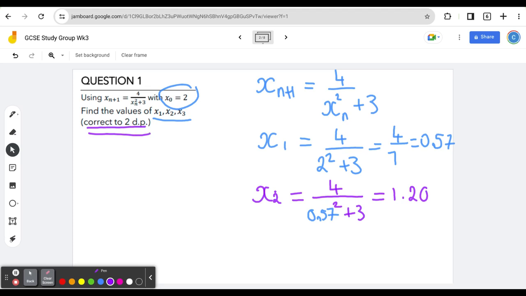Then, loving playing with these colours here, to find the third term, I would use 4 over the second term, which is 1.2. They want me to square that, plus 3, and that comes out as 0.9. So there are my 3 values. I'm just going to stick a little 0 on there, based on what I just said about showing that you rounded to 2 decimal places.